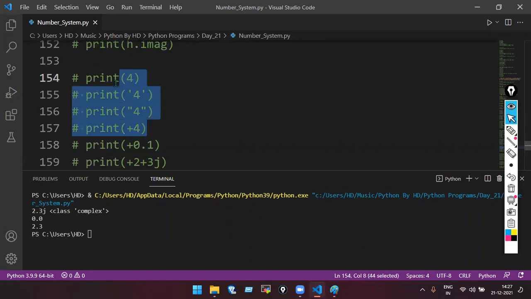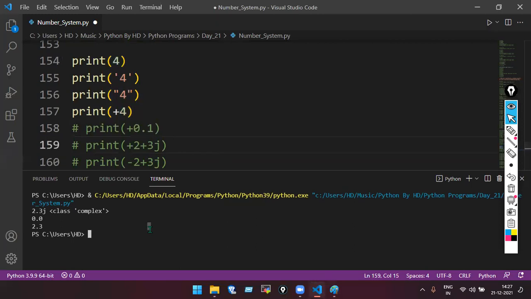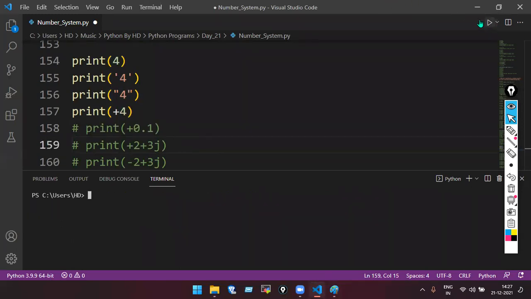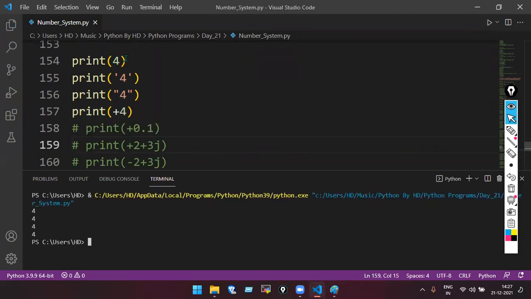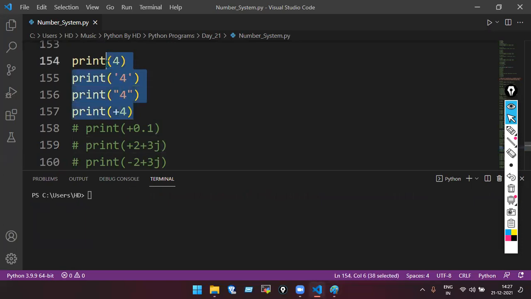Then all of these will give you the same answers. 4, 4, 4, 4, and 4. You can write simply 4, or single quote or double quote, or plus 4. Okay.